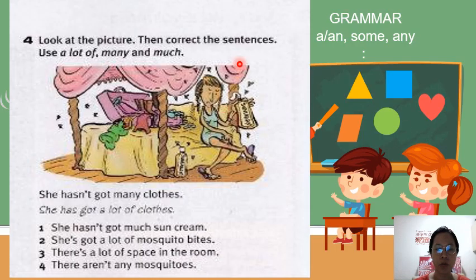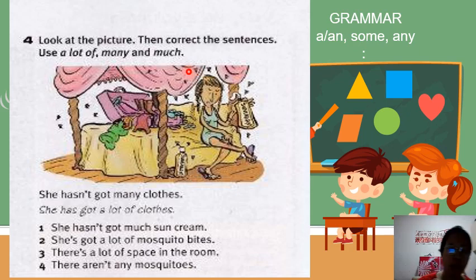Okay, so this exercise is from your book as well. So here, look at the picture, then correct the sentences. Use a lot of, many, and much. Just now we have learned what is the difference between a lot of, many, and much. A lot of is used for all kinds of situation. Many is used for countable. Much is used for uncountable.